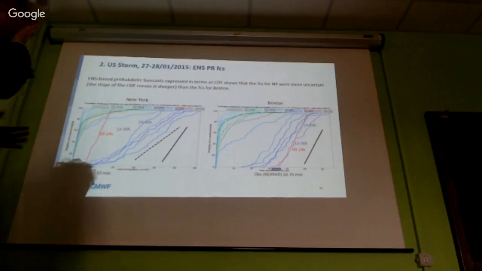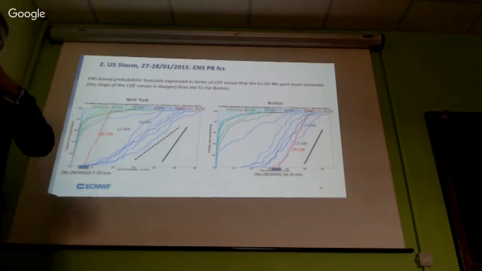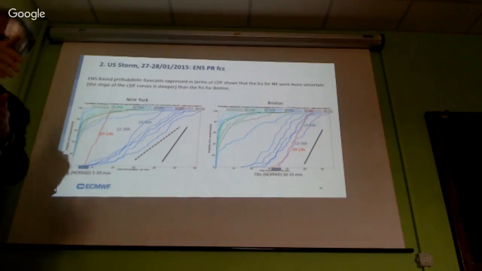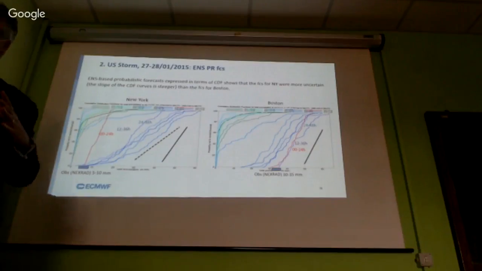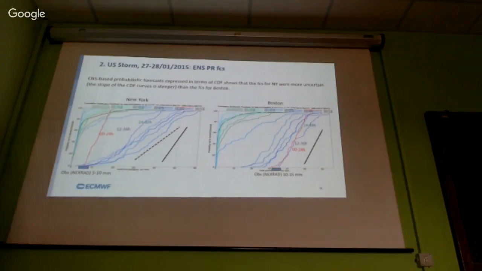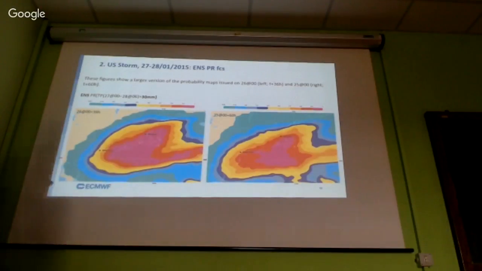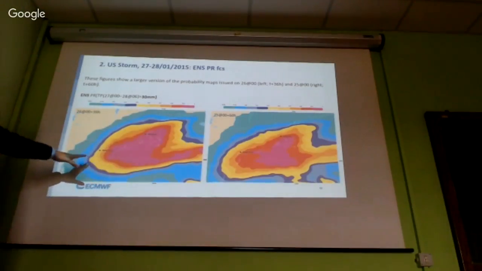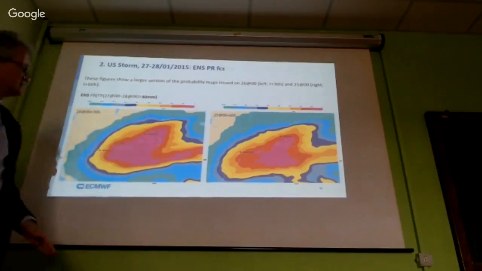Reliable ensemble means the ensemble gives you information. Also, if you look at the grid point, I'm moving now to the storm that hit the US in 2015. What you see here is the probability of snowfall above 30 centimeters from our ensemble.